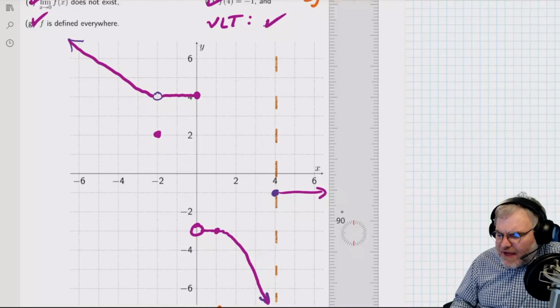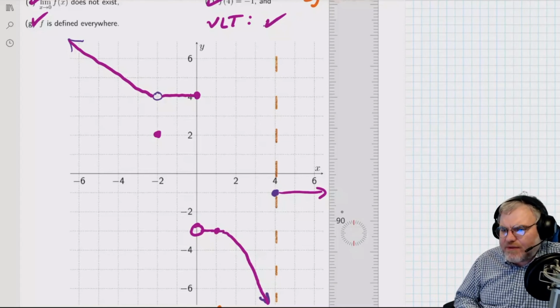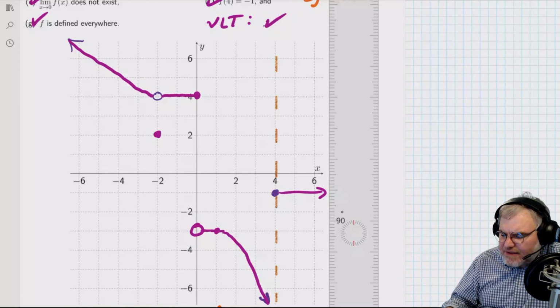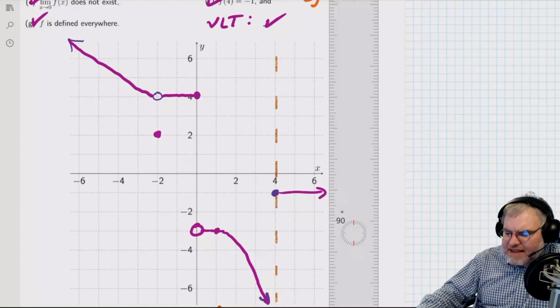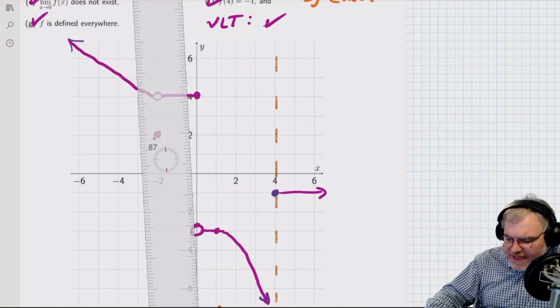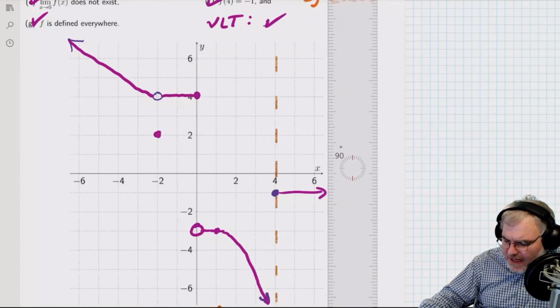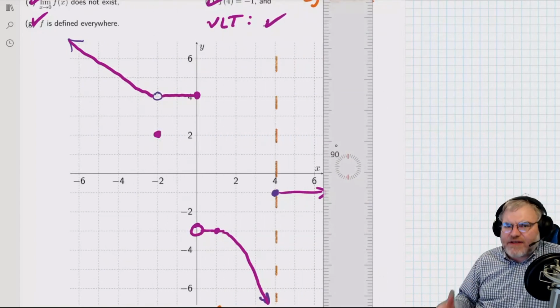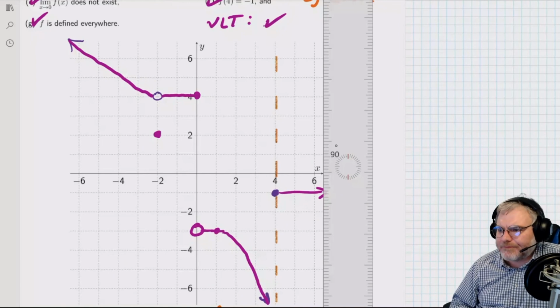I know f is defined everywhere because I have an answer to the question. Is it the case that for any x, there's some y associated with that x? And the answer is yes, right? For any x up here, I have an associated y. Okay, it's a good question.